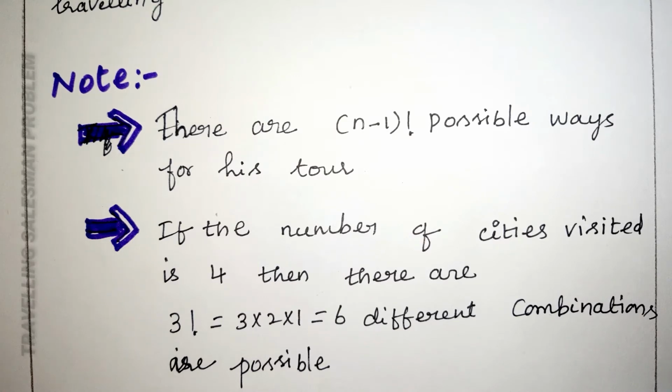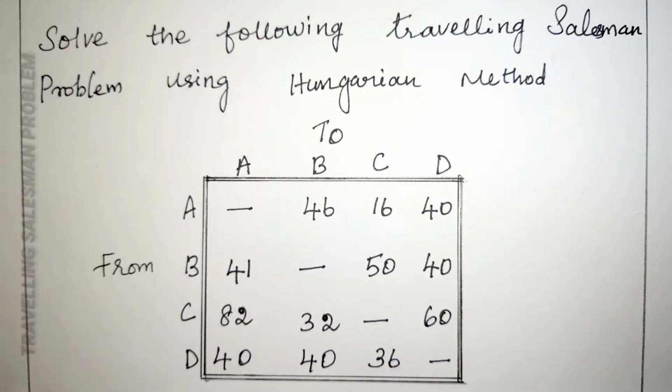These kinds of problems can be solved in different manners. Here I am going to explain through the Hungarian algorithm. Here the main thing is, after finding the optimum assignment, the route condition must be satisfied. That is, starting from his home city, he has to visit all the cities exactly once and return to his home city. Now the question is, solve the following traveling salesman problem using the Hungarian method.